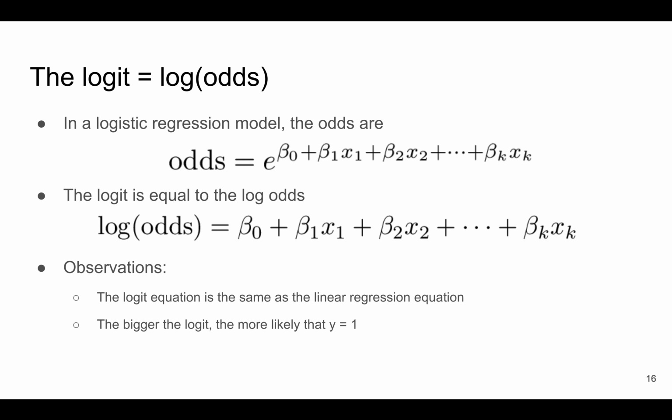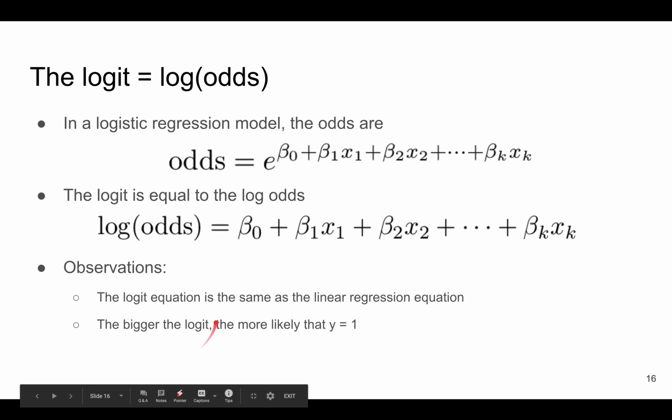Another term that we need to know about is the logits, which is the log of the odds. Basically, because in the logistic regression the odds are this expression, the log odds becomes a linear expression that we've seen before in linear regression, exactly the same as the linear regression equation. And just remember, the logit and the odds behave in the same way. The bigger the logits, the bigger the odds, the more likely that y is equal to 1.